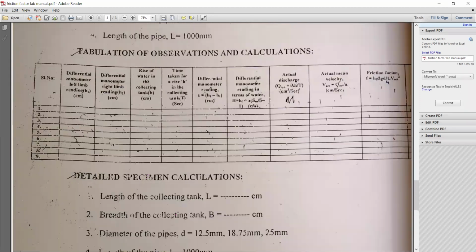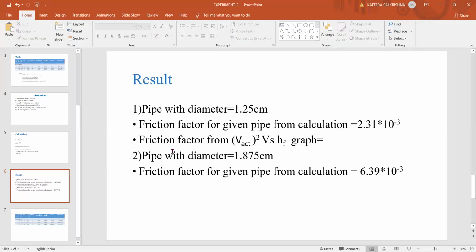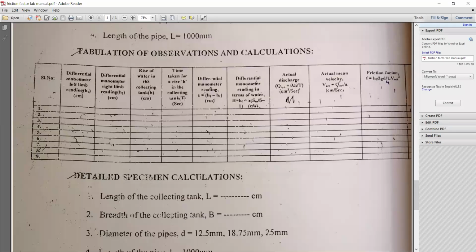Okay. In the PPT I have shown no result. This is the result column. At last you need to write this result for the pipe friction, for the pipe whose diameter is 1.25, or you can write pipe with diameter 1.25. The friction factor for the given pipe from the calculation is this one. From the graph you need to draw the graph and solve it. Okay, so this completes our experiment. I'll send this to your class representative, and he will send it to you.